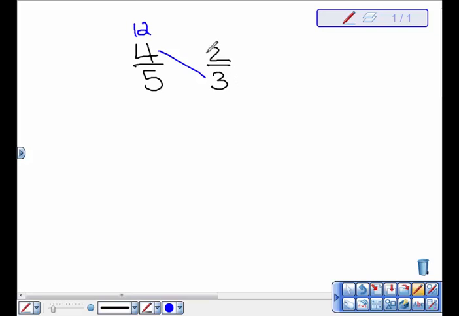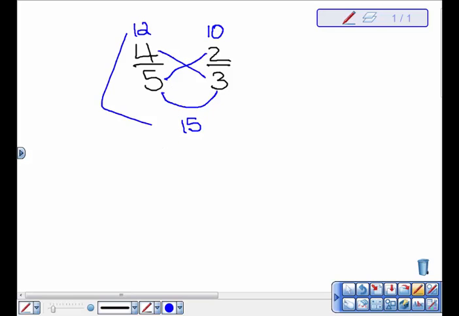Now I'm going to multiply the other cross, the other leg of my x. I do 2 times 5, which is 10, and write that above the top number. So I have my new numerators, 12 and 10. And in order to find out what their denominator is, I'm going to multiply the bottom numbers together, and I get 15. So now I end up having two equivalent fractions.